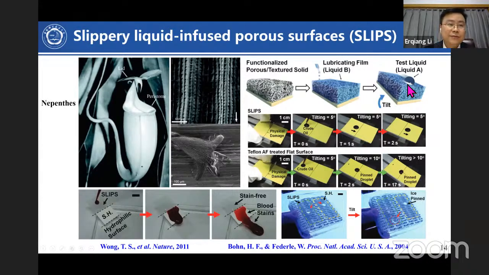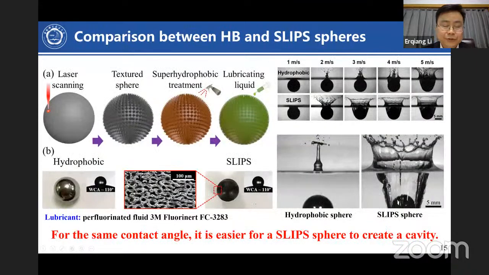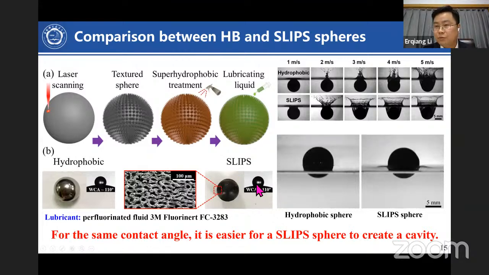So what we do is we use a laser to scan a metal sphere to produce these textured surfaces. Then we put the lubricating film onto it. To compare, because from those papers we know that contact angle is very important for cavity generation, to remove the effect of contact angle, we make sure we choose a SLIPS oil, or lubricating oil, so that the water contact angle on this oil is the same as on this hydrophobic sphere. So they are 110 degrees. So we don't have an extra effect from contact angle. Then we throw a hydrophobic sphere and a SLIPS sphere into water.